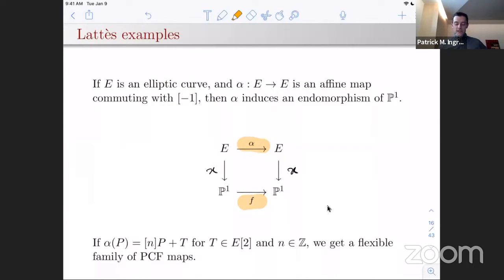And so here, if you take this particular affine map, let's say n times P goes to n times P plus a point of order 2, that's something that survives the quotient by plus or minus 1. And that'll give you a family where you can vary the elliptic curve and you get an honestly varying family of endomorphisms of P1. And these are the flexible lattice examples. And they're always post-critically finite. And they're the exceptions to basically everything in this talk.